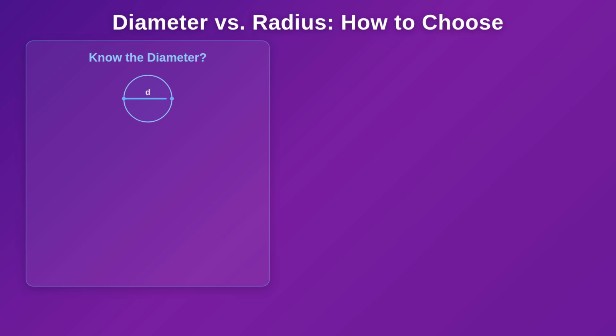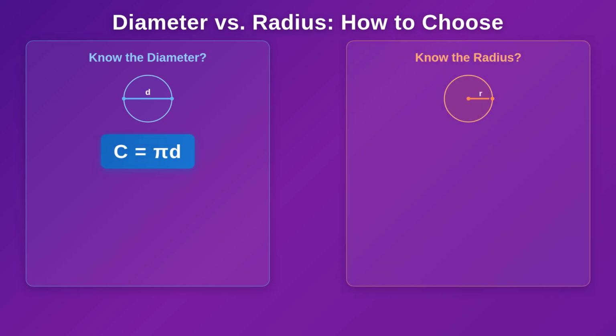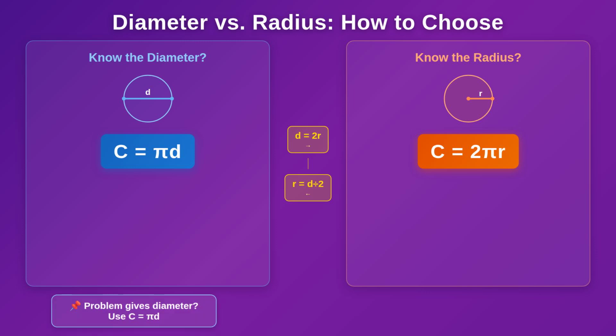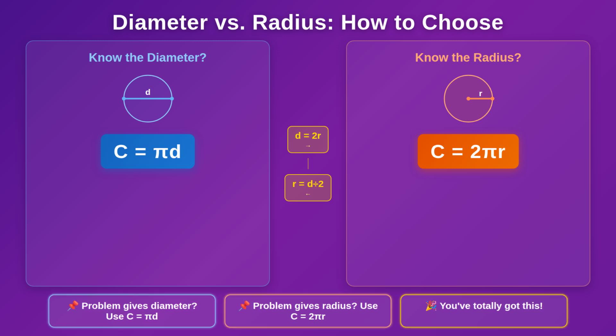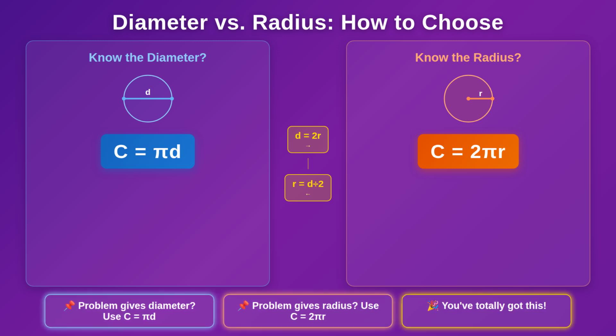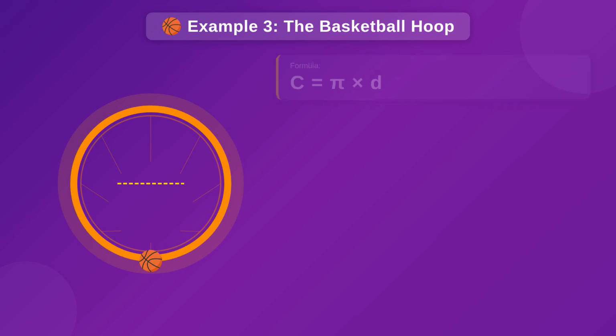That's one big ride. Here's a tip that'll save Maya, and you, a lot of confusion. The problem will always give you either the diameter or the radius. If you see the diameter, grab c equals pi times d. If you see the radius, reach for c equals 2 times pi times r. And if the problem only gives you one, you can always convert. Diameter equals 2 times radius. Radius equals diameter divided by 2. Keep these in your back pocket, and you'll never be stuck deciding which formula to use. You've totally got this.